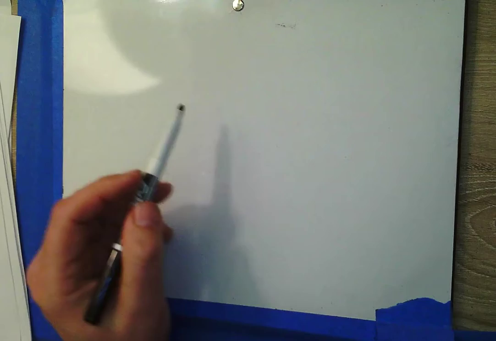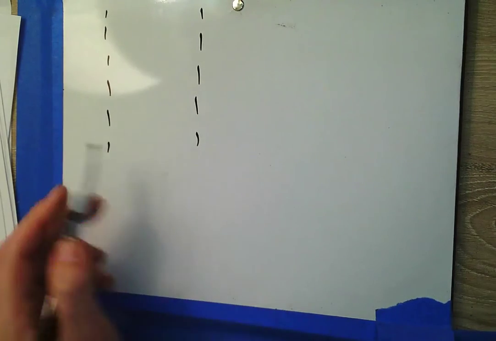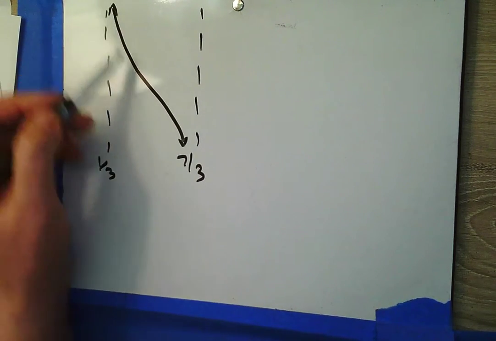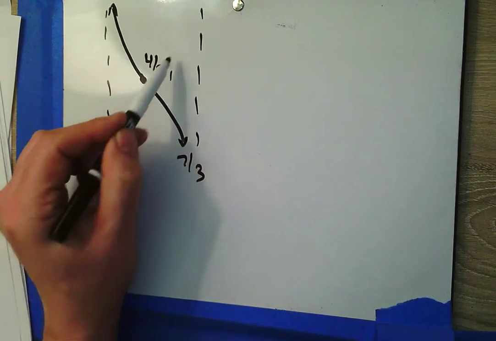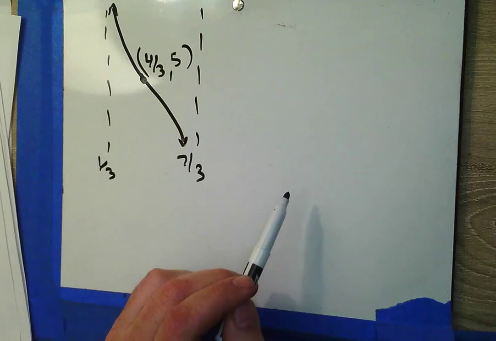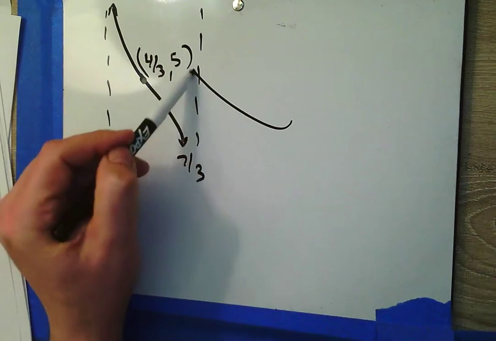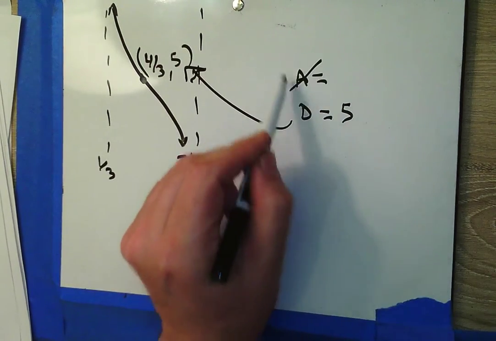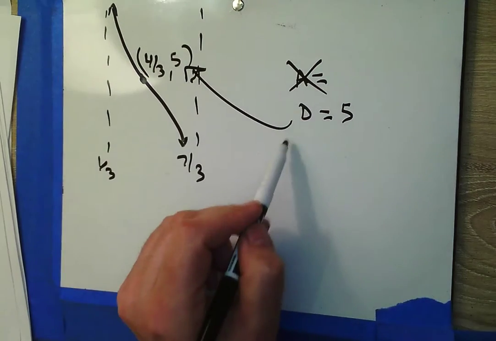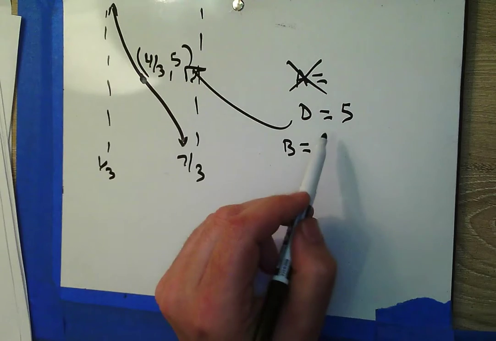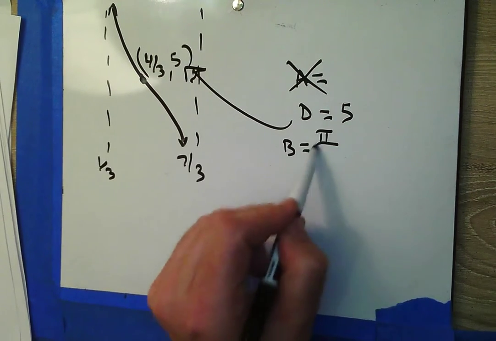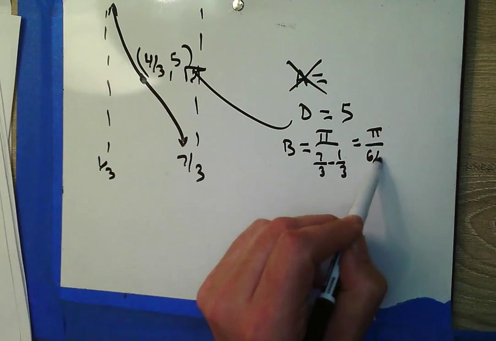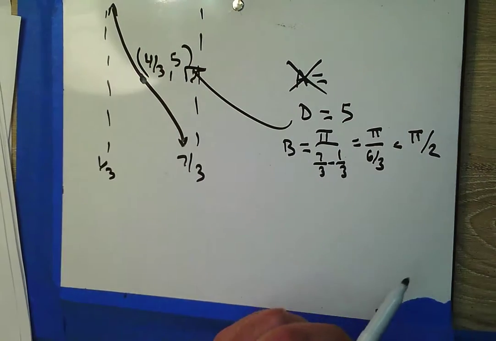Okay, let's start with our first one, passing through 1/3, 7/3, 4/3, and 5. Okay, so we have no a value to worry about. We know that this number is always our d value. A value, we don't care. So what about b? Well, b, remember, since we're talking about tangent and cotangent, isn't 2 pi over the period, it's pi over the period. So 7/3 minus 1/3, pi over 6/3, or pi over 2 is our b value.